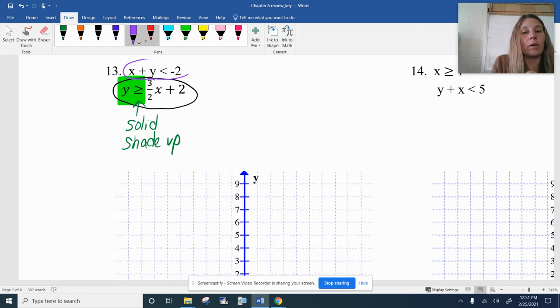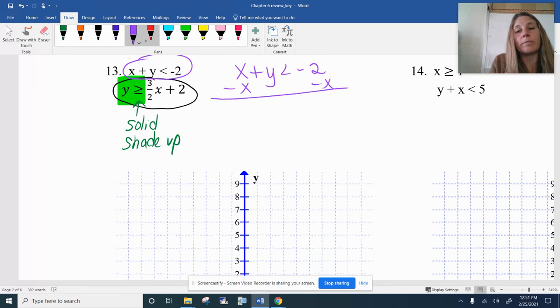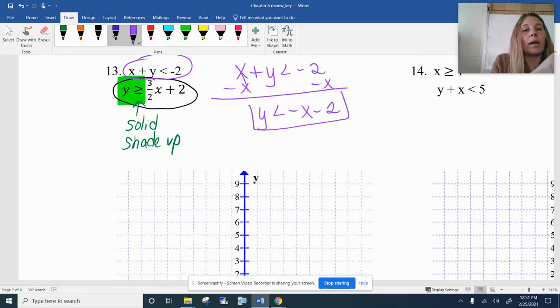And this one here, we have to get the y by itself. So all I gotta do is move my x over. This is a pretty simple one. Y is less than negative x minus 2. And this one, because of the inequality sign, it is going to be a dotted line or dashed, whichever you prefer to say. And then y is less than, so we're going to shade down here.